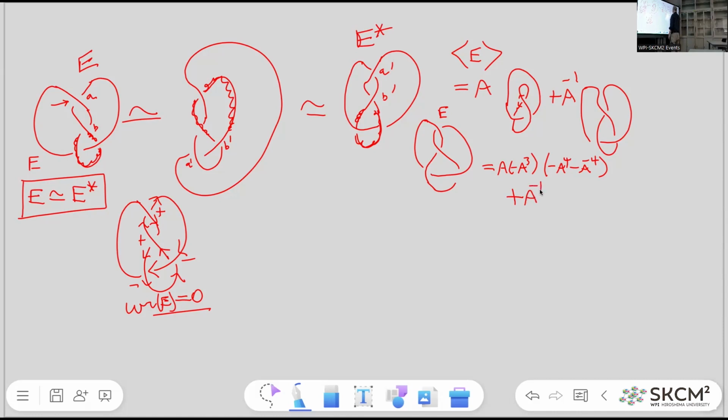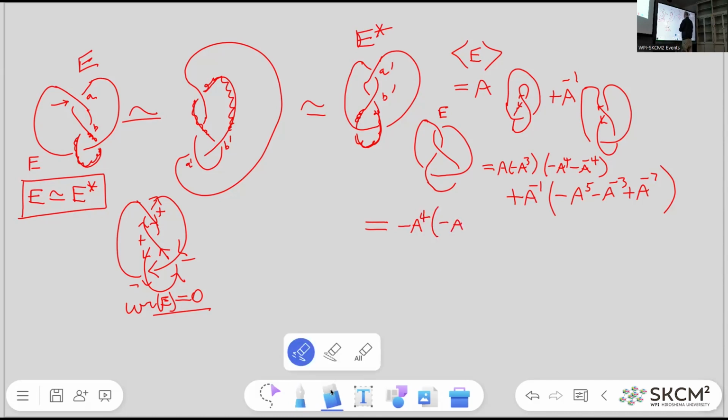And then is this the positive trefoil or is this the negative trefoil? Better check. It's the positive trefoil. And according to my reckonings, the bracket of the positive trefoil is minus A to the fifth, minus A to the minus 3, plus A to the minus 7. So we're putting that together. We get minus A to the fourth times minus A to the fourth, let's do it in our heads.